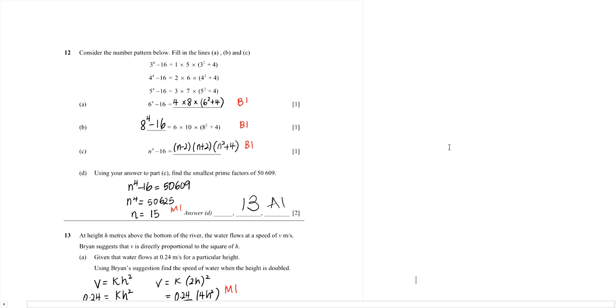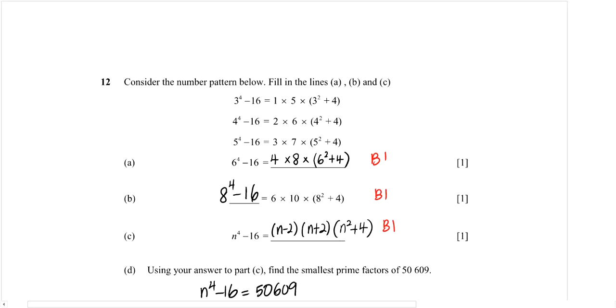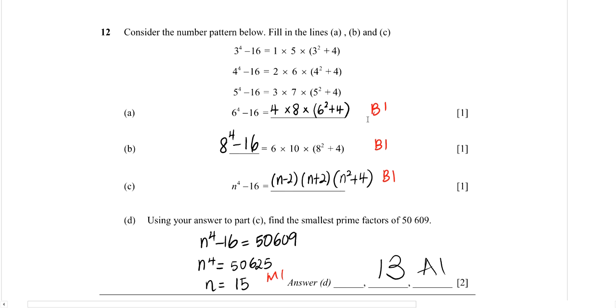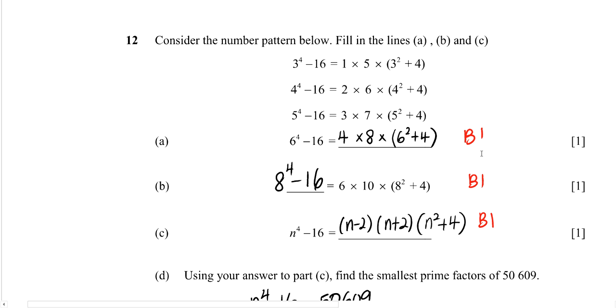Okay, question 12. Part C. So A and B fine? Then part C. What is the relationship for all these numbers with the first number over here? Plus 1, really? Right, yeah, look at minus 2.